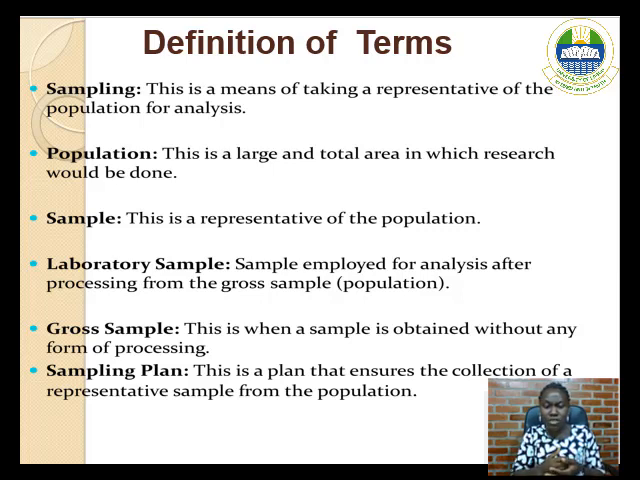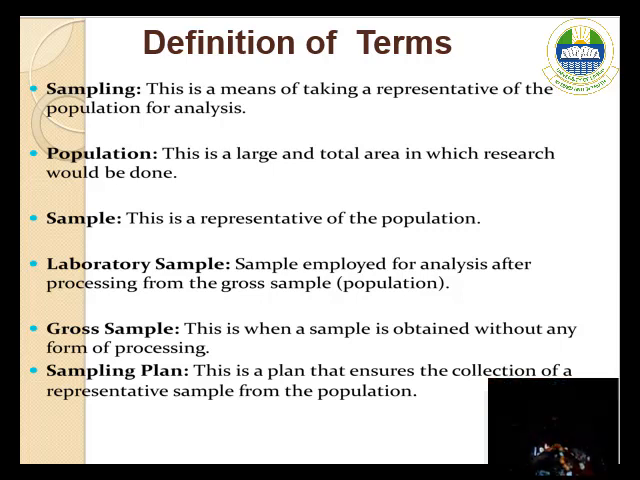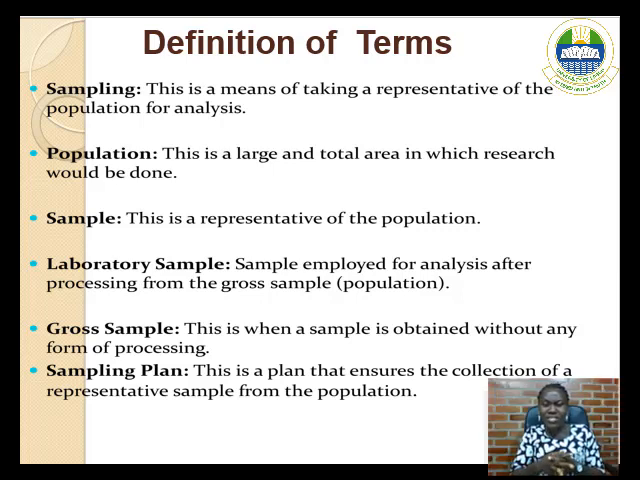and it's a representative of the population. Now, let's talk about laboratory sample. Sample employed for analysis after processing from the gross sample, which is also called the population. Now, what is gross sample? It's when a sample is obtained without any form of processing, that is raw data. Now, sampling plan, it's a plan that ensures the collection of representative sample from the population.